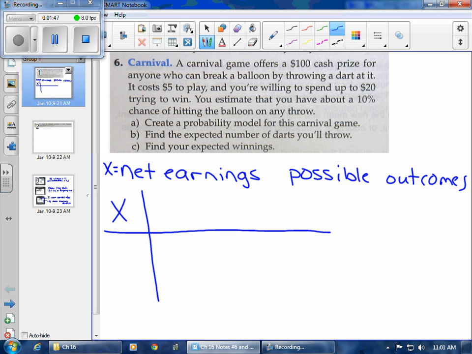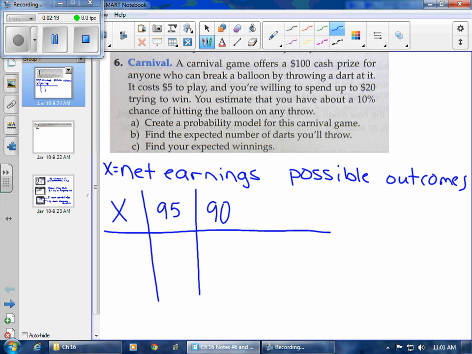But if you play 1 time and you win, how much will your net winnings, your net earnings, be? 95, because it cost you $5 to play, but then you are winning $100. So that would be $95. If you play the first time and you lose, and you play the second time and you win, you have spent $10 to play and you win $100. So that means overall you win 90.